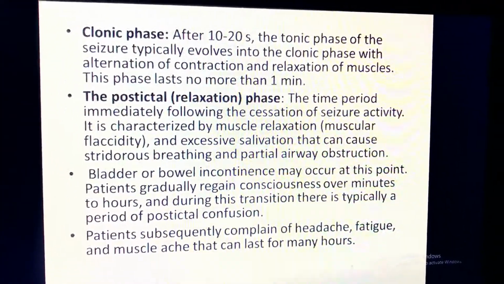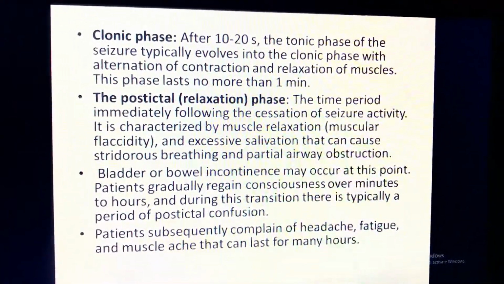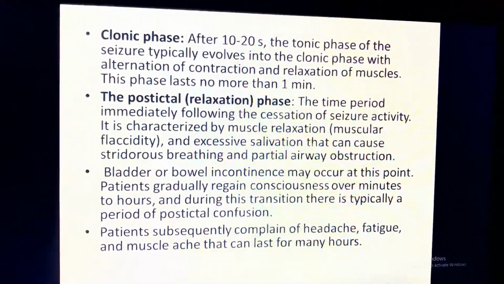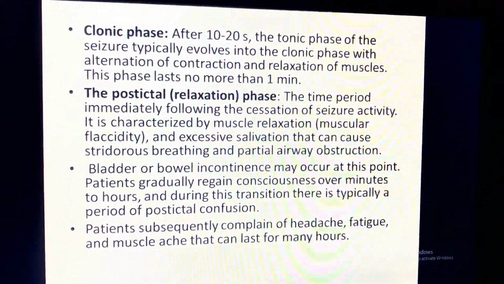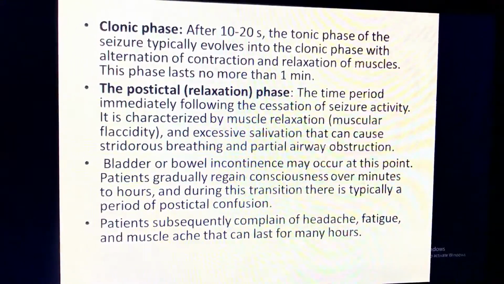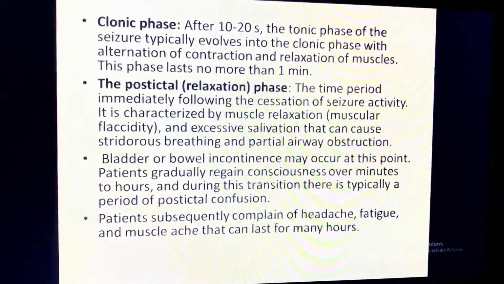For this, the muscle will be relaxed. But we can have excessive salivation and partial airway obstruction because of those excessive salivations.